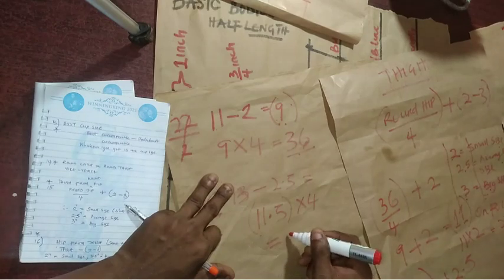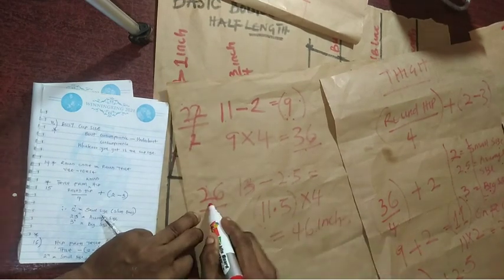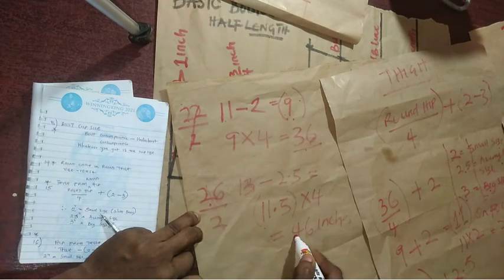46 inches. So that means for someone whose thigh is 26 inches, the hip is going to be 46 inches.